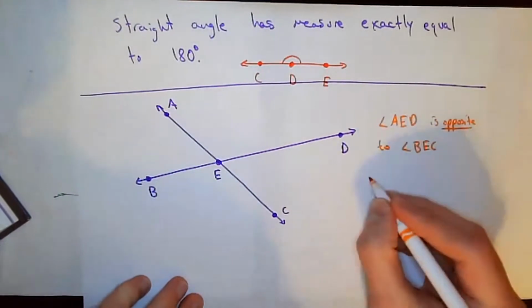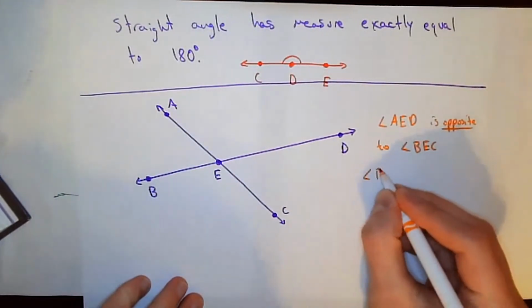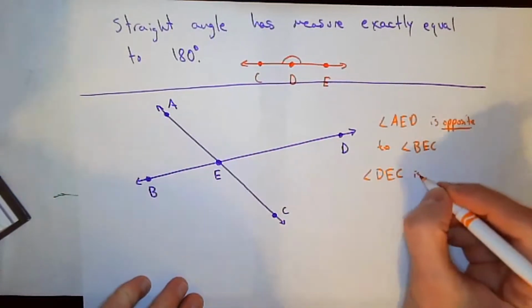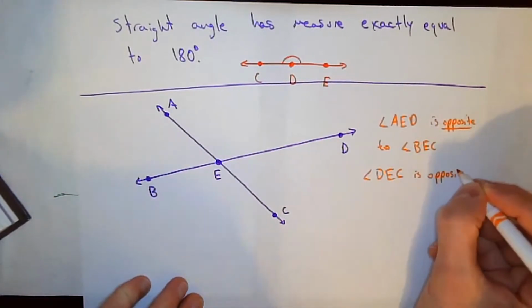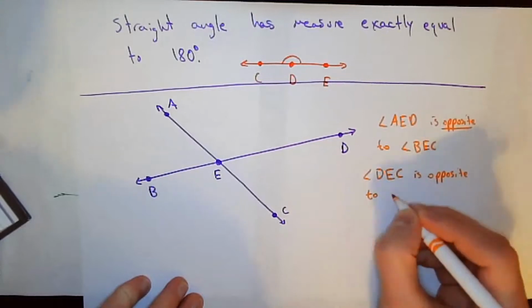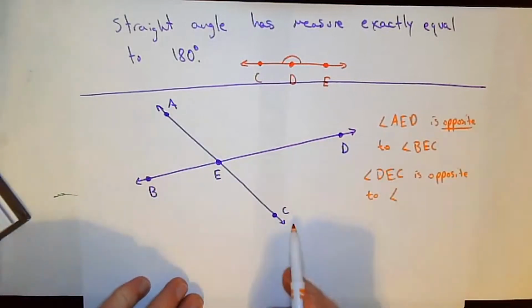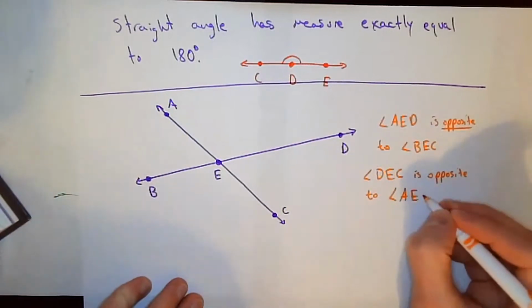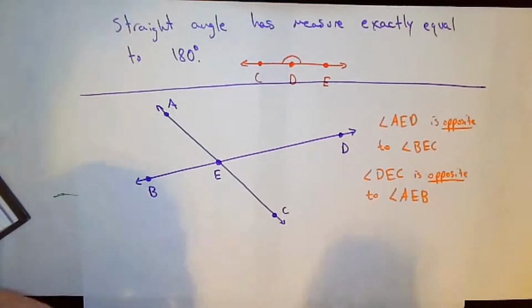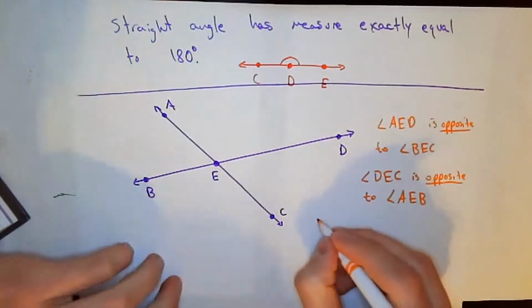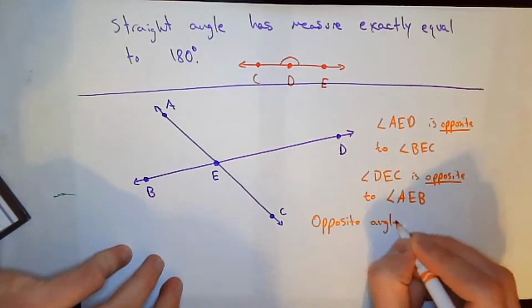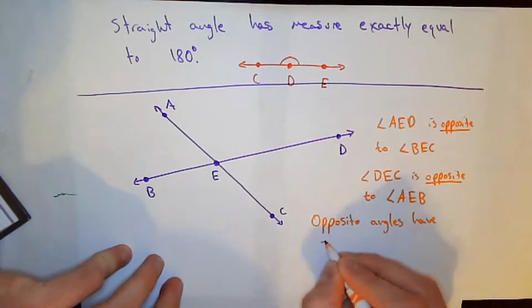What else can I say? Angle DEC is opposite to angle AEB. So that's what opposite means. And moreover, what can we say? You may already know this. What can we say about opposite angles? Opposite angles have equal measure.